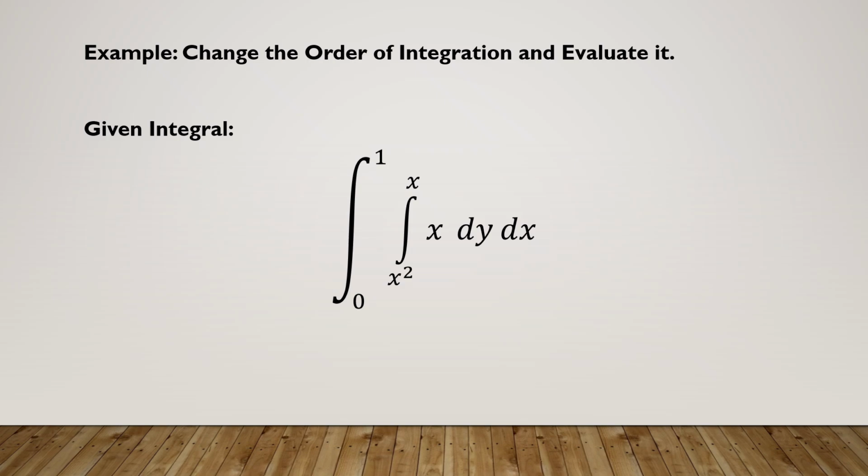First example: changing the order of integration and evaluate it. We need to change the order of integration. So the given order is dy dx. First we need to fix the limits, check the order, whether it is in the correct form. Then we can change this order.